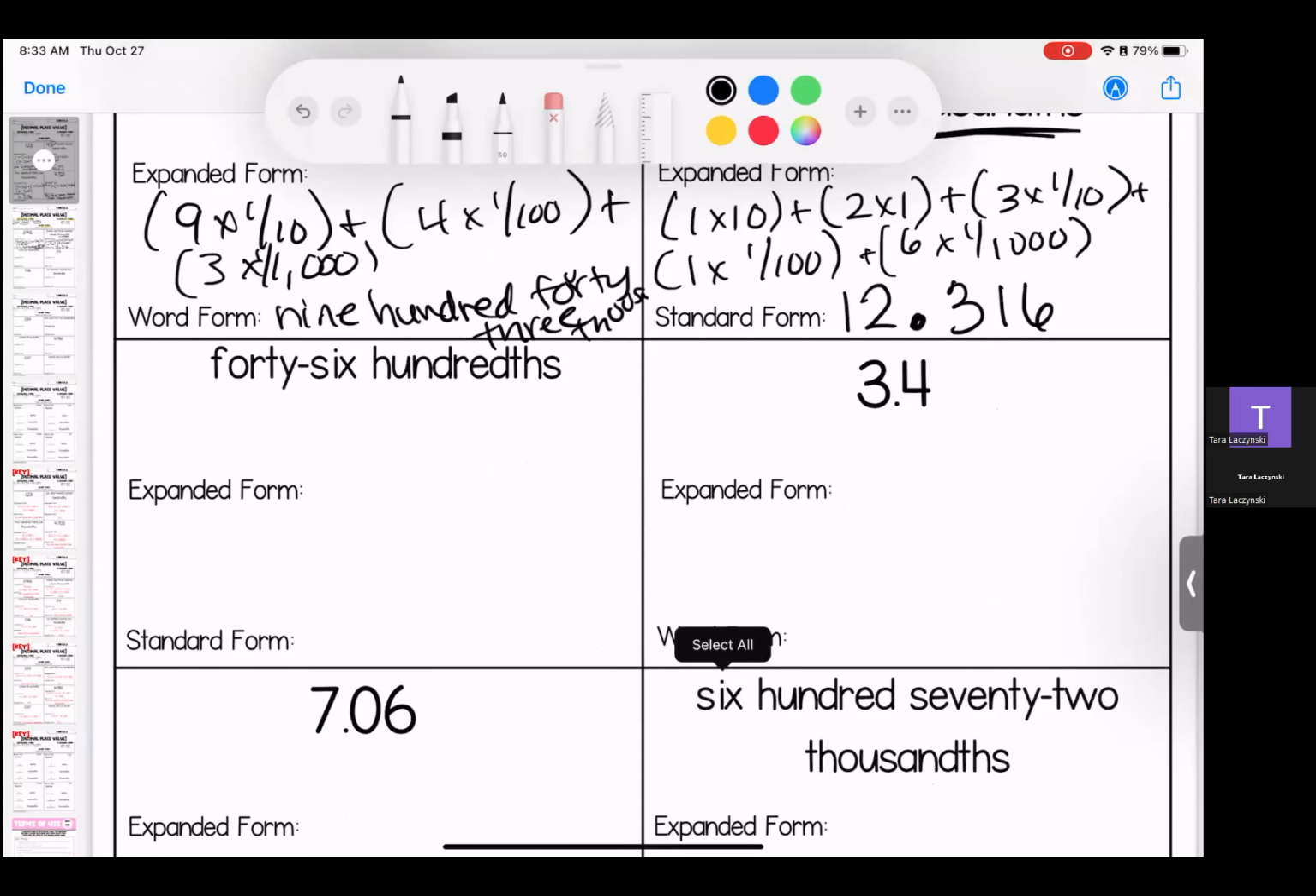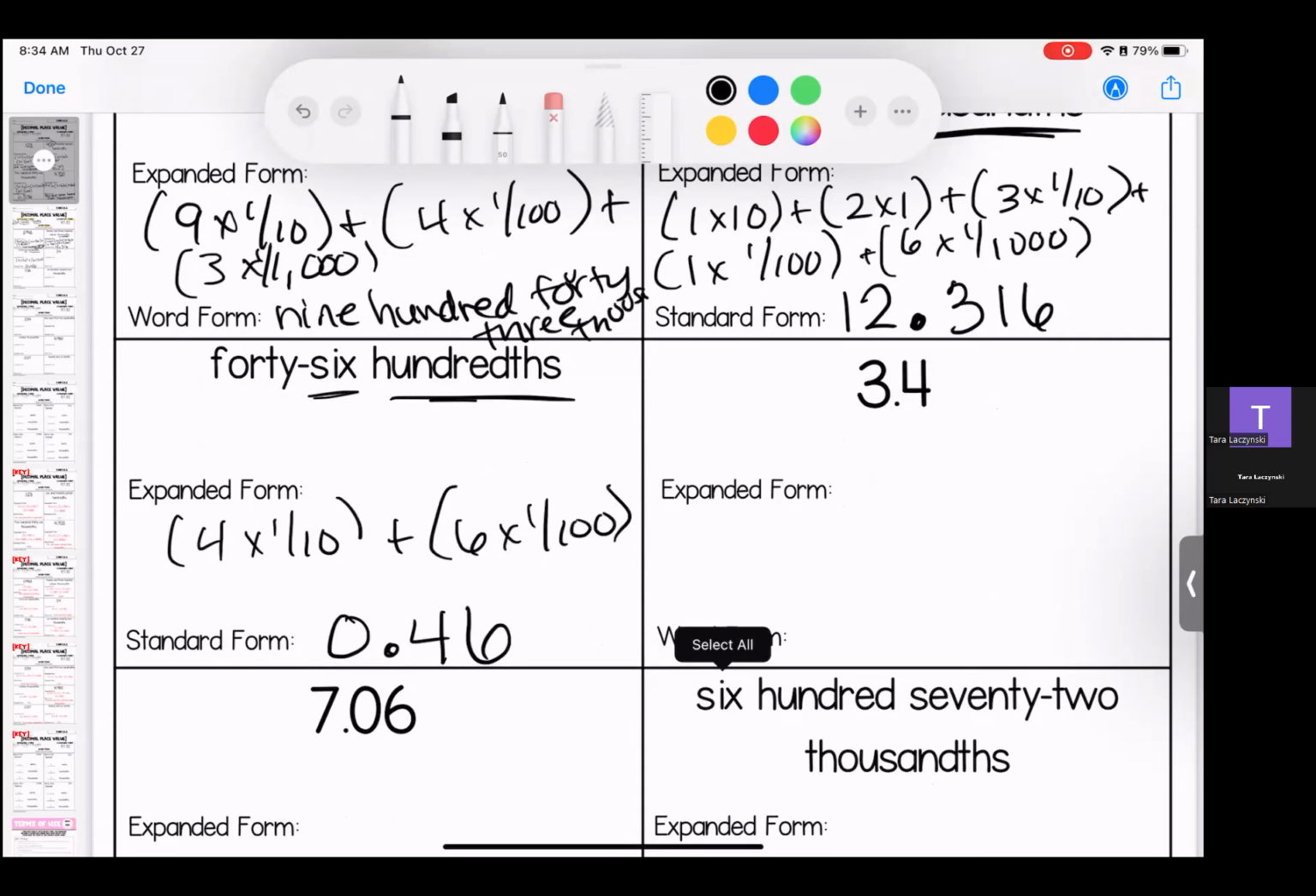46 hundredths. If we write it in standard form, we want the 6 to be in the hundredths place. Expand it. We have 4 times 1/10 plus 6 times 1/100th. That one's a little bit easy, huh?